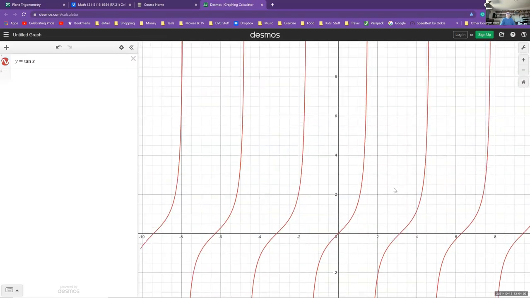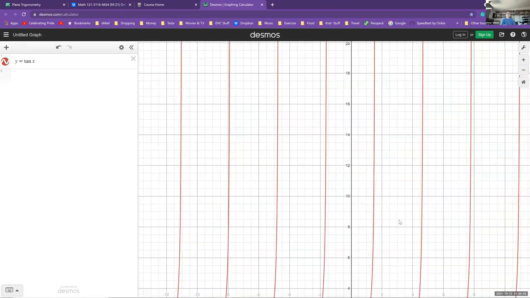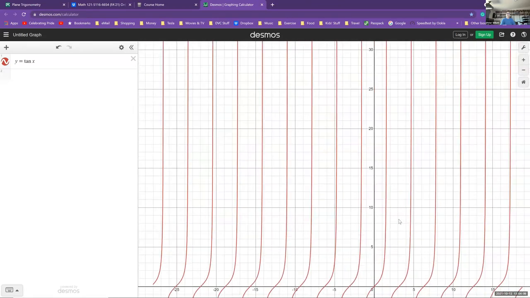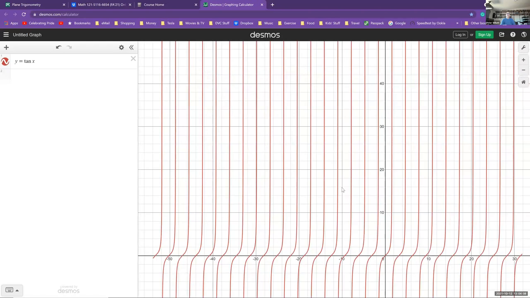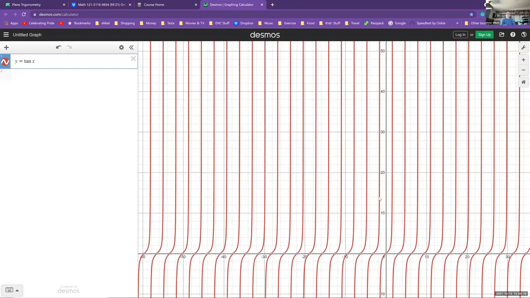But we can see the repetition, and you can see this infinite behavior here. If I go way up here and keep going up, notice that the graph just keeps going up and up and up. You can scale around and look. So it's kind of interesting that way.